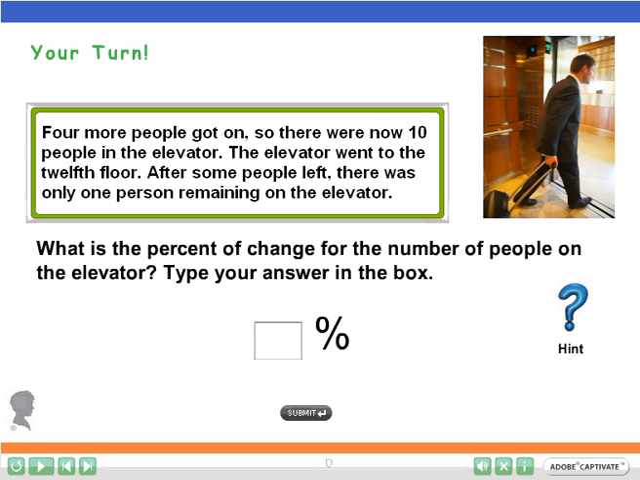4 people got on, so there were now 10 people in the elevator. The elevator went to the 12th floor. After some people left, there was only 1 person remaining on the elevator. What is the percent of change for the number of people on the elevator? Type your answer in the box.